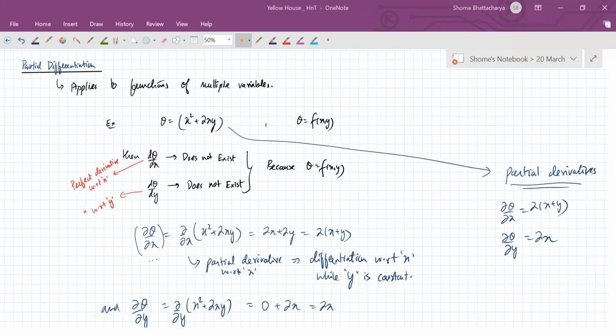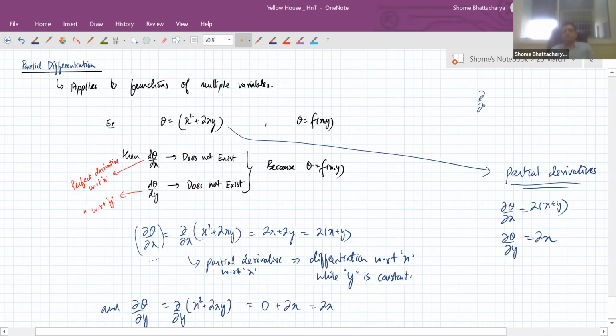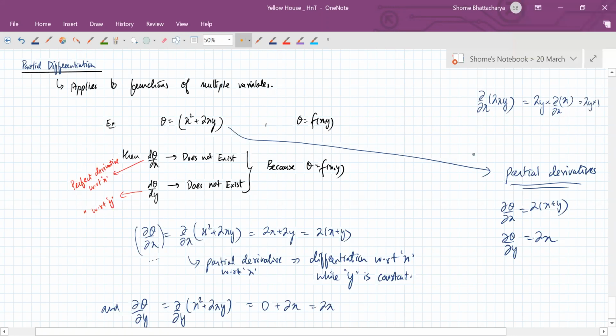Sir, how did it come 2y in place of 2xy? Because look, I am taking the partial derivative of 2xy with respect to x. So in this, y is a constant. So you take 2y constant outside, and differentiation of x with respect to x is 1. Yes, sir, got it.